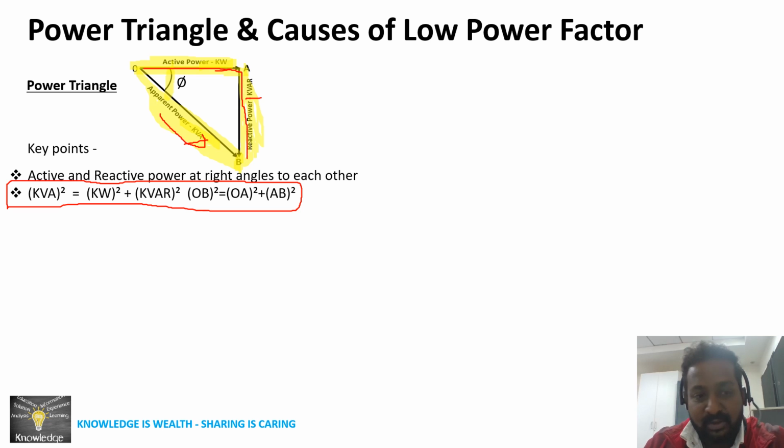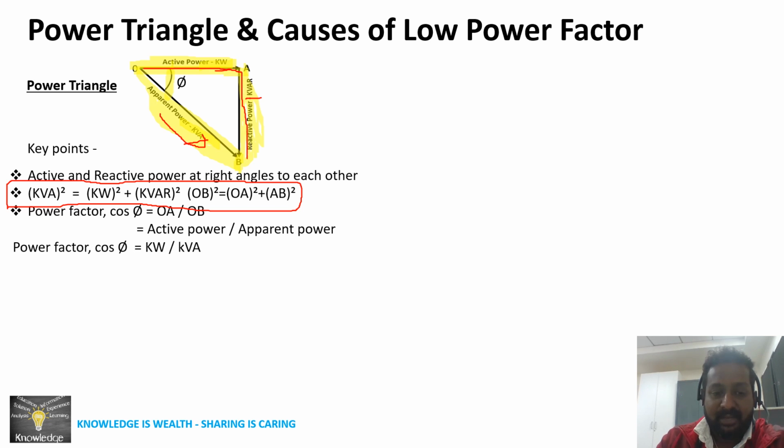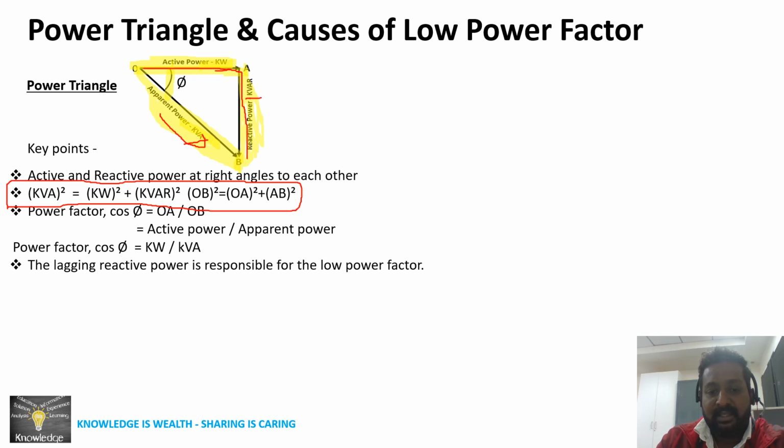KVA square is equal to kilowatt square plus KVAR square. Okay, so the next key point is power factor cos phi is equal to OA by OB, that we already know, active power divided by apparent power, kilowatt by kVA. And the next point is the lagging reactive power is responsible for the low power factor, because of this reactive component.